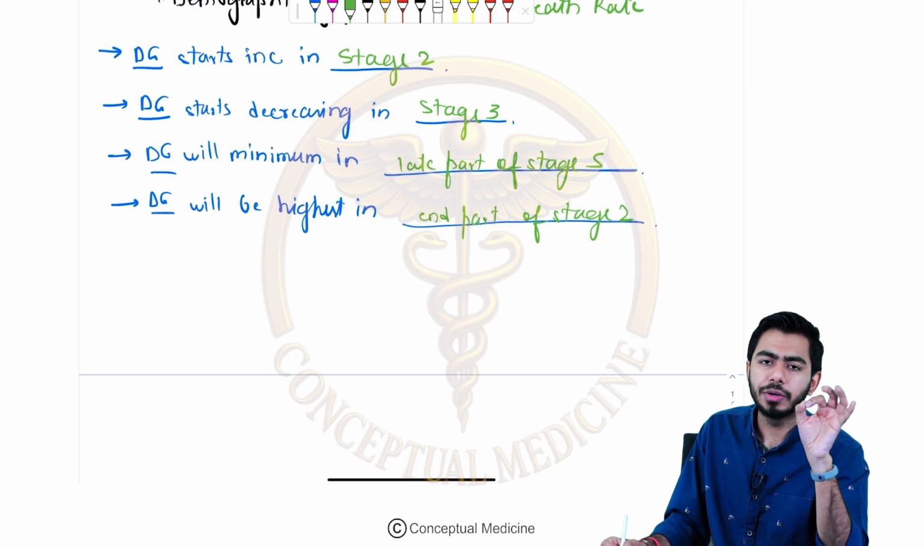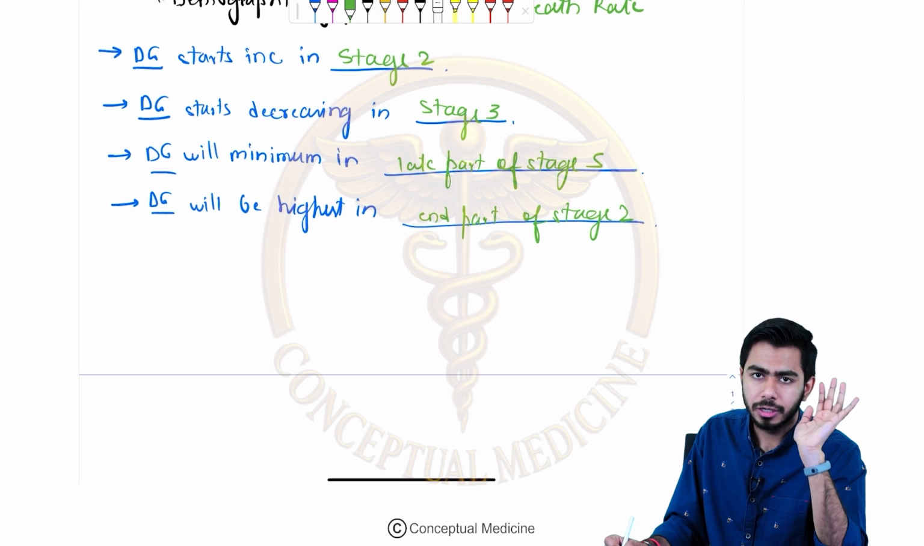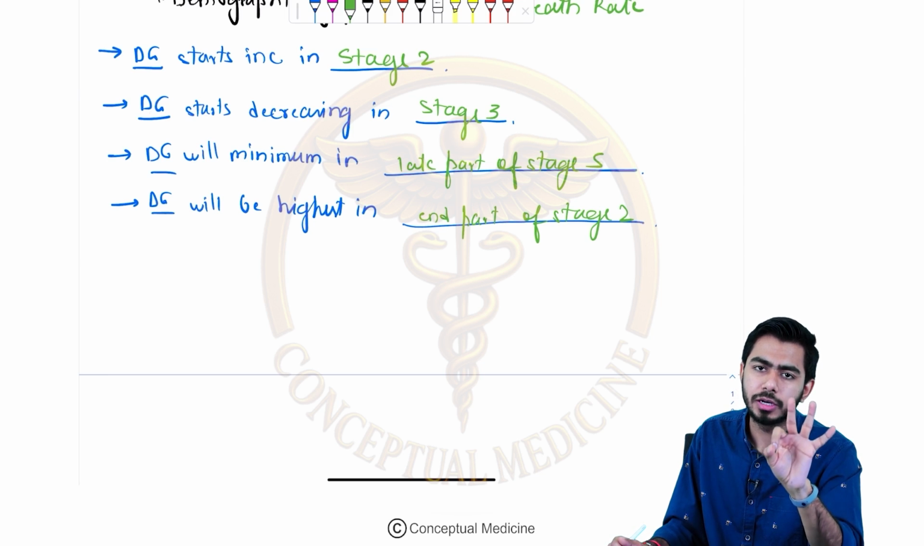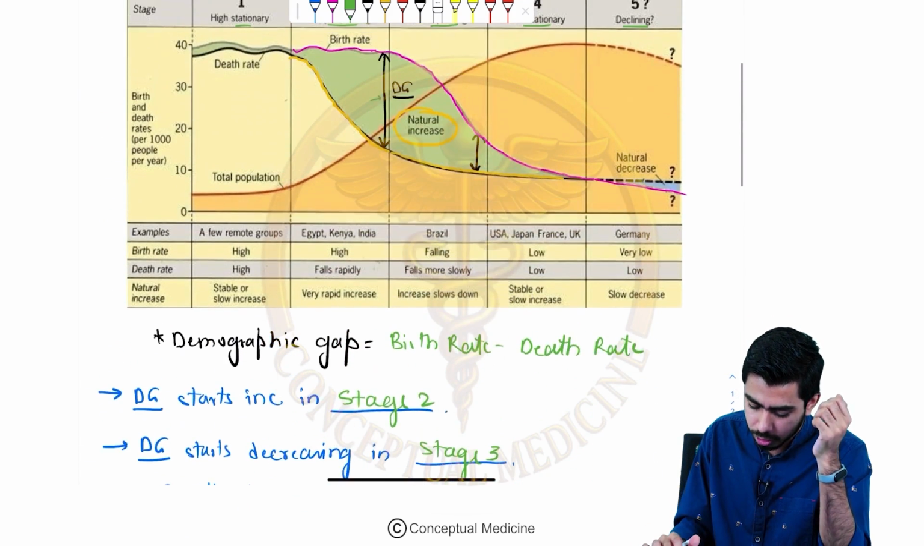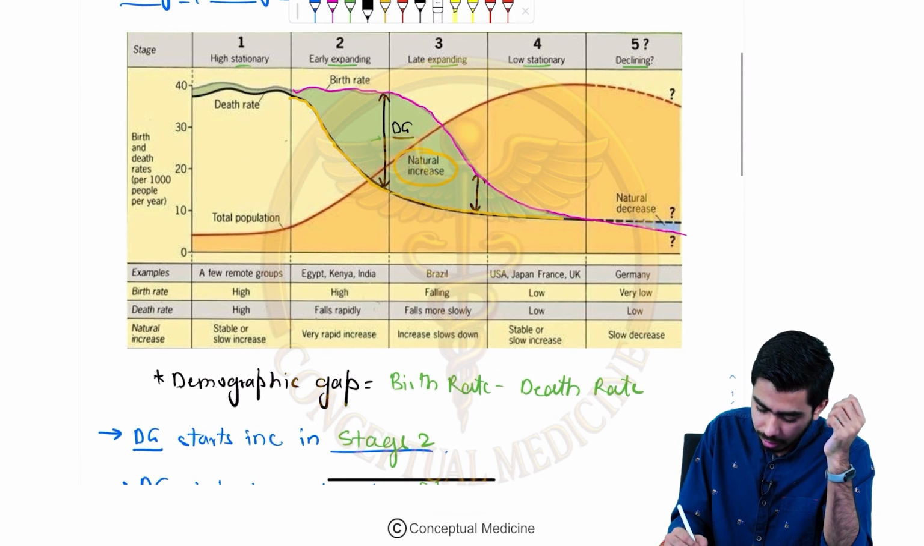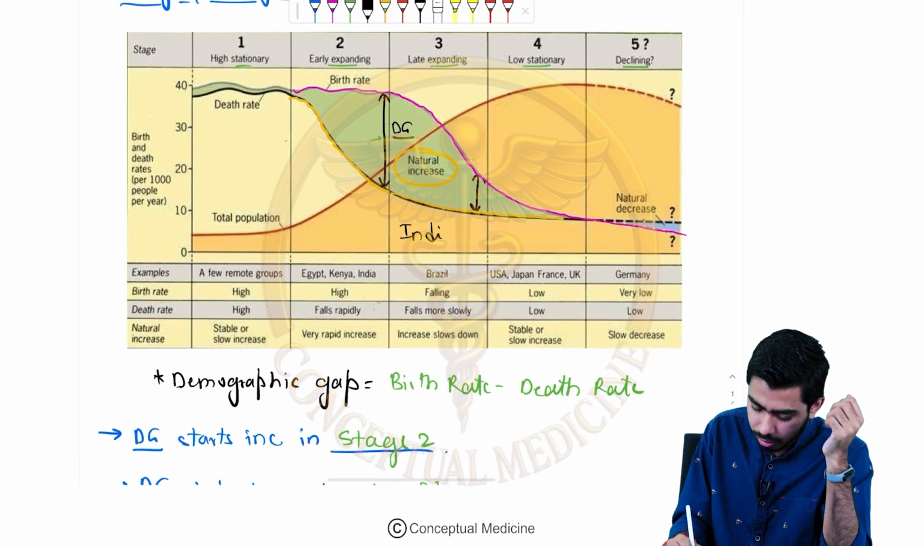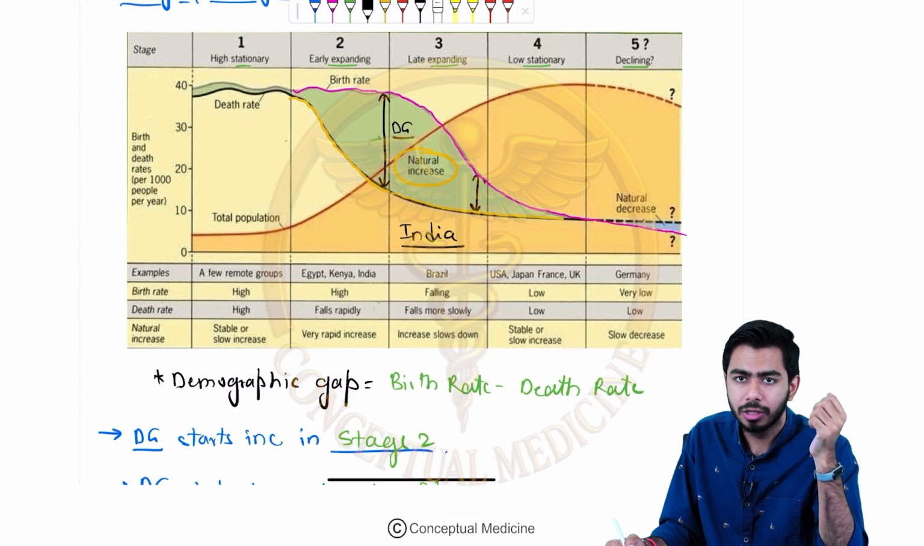Okay guys, right now India is in which demographic stage? In which stage of the demographic cycle? Then your answer will be stage 3. Right now we are in stage 3 of the demographic cycle. So India is actually coming in which particular stage? That is stage 3.